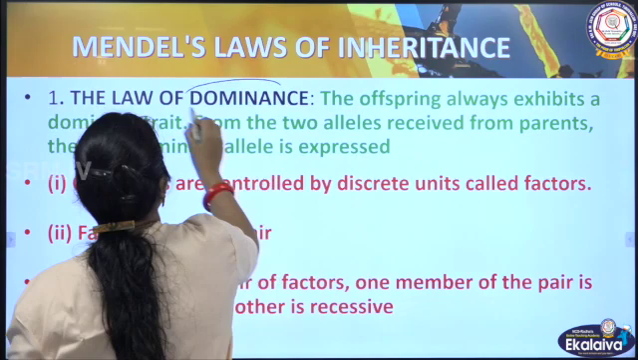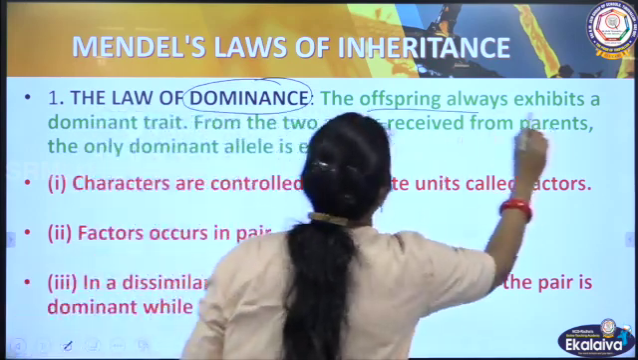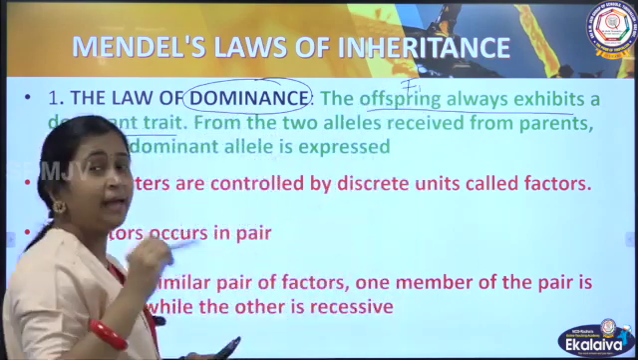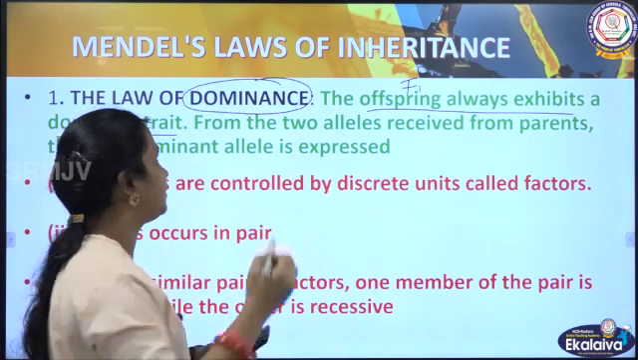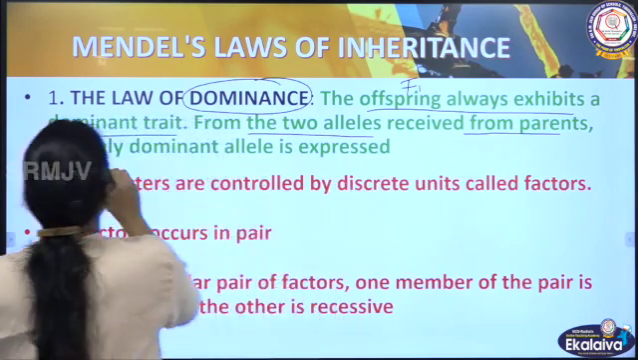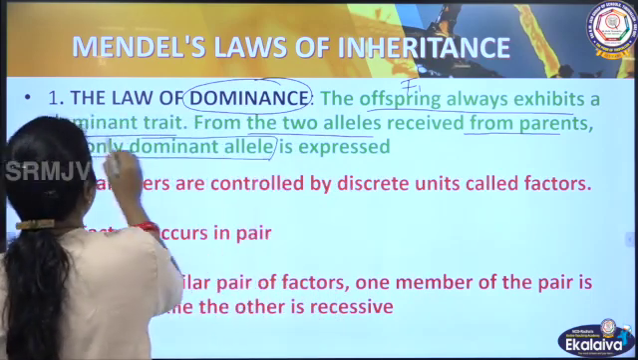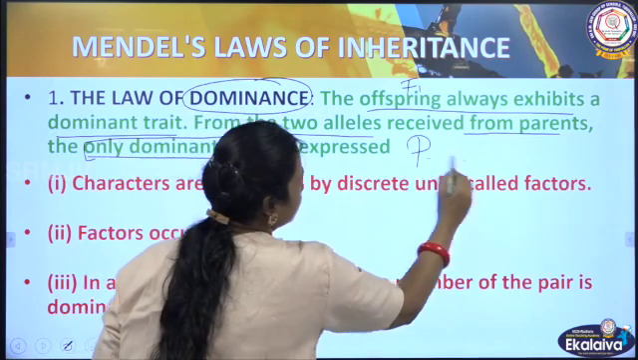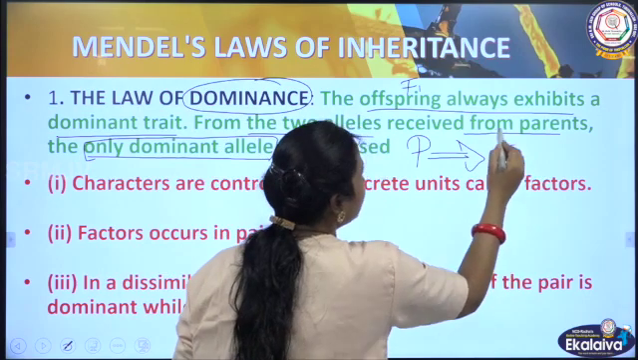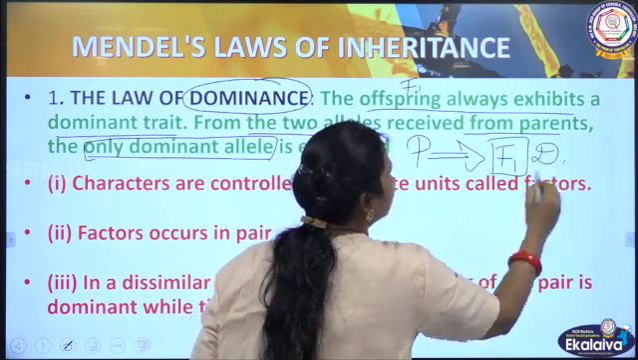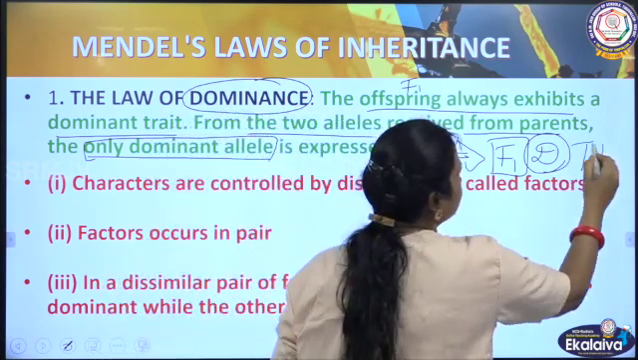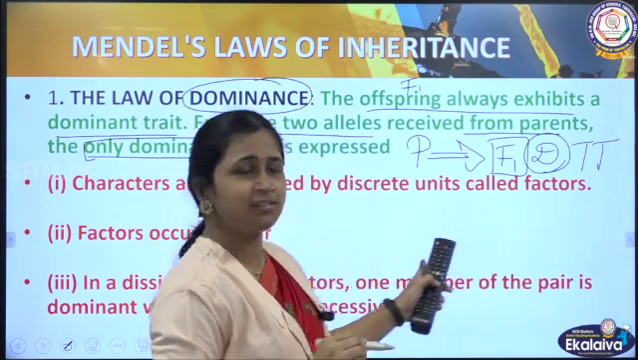First we will talk about dominance. The offspring always exhibits a dominant trait. Offspring we can talk about as the F1 generation. F is nothing but filial, a Latin term, the first generation, from the 2 alleles received from the parents, and only the dominant allele is expressed. This is very important. From the parents, the characters are transmitted to the next generation, the F1 generation. Here only the dominant characters are seen. We know the size of the plant: tall will be dominant, so only the tall character will be seen here.